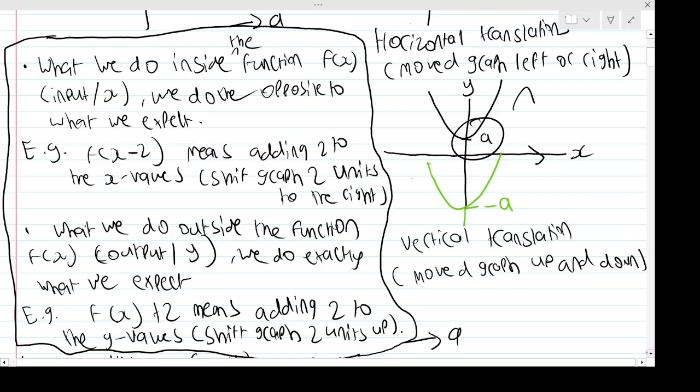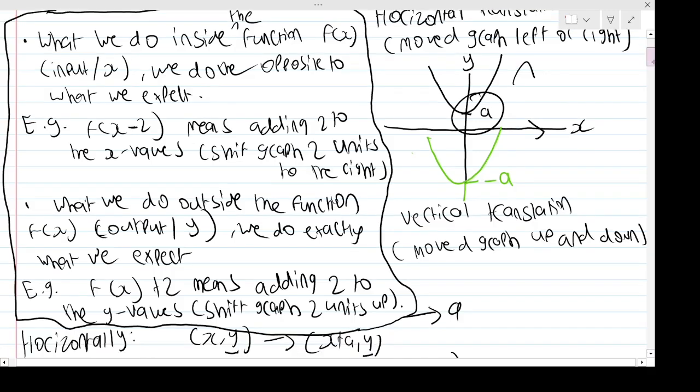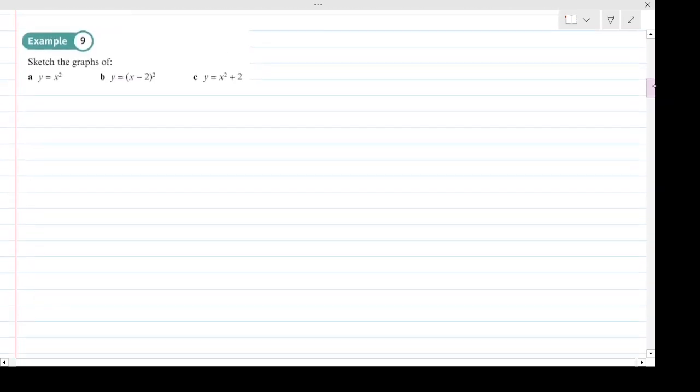So the idea that essentially overall, and we will look at more graph transformations next time, and it will be the exact same philosophy. Whatever we do inside the function to alter the input, so anything inside the bracket of f of x, affects the x values, and we do the opposite to what we expect. But then if anything is outside the function, that affects the y values, and that does exactly what we expect. So we will look at examples now that will really demonstrate this idea, and hopefully it will make a lot more sense as we look at examples.